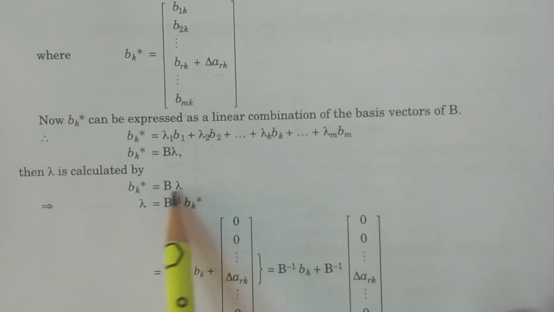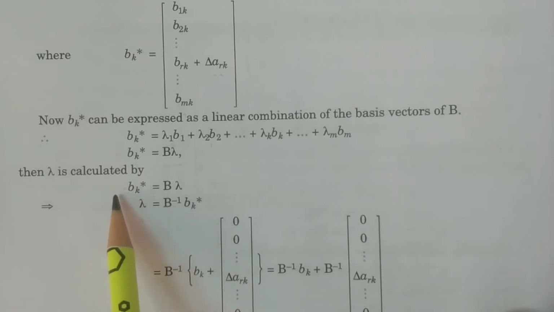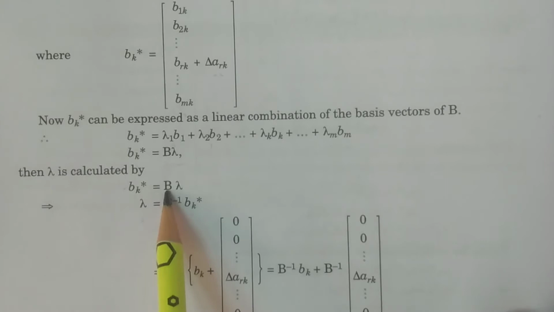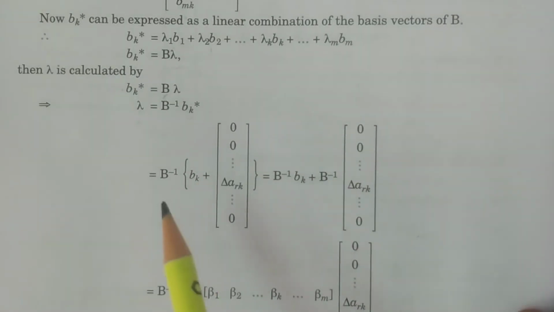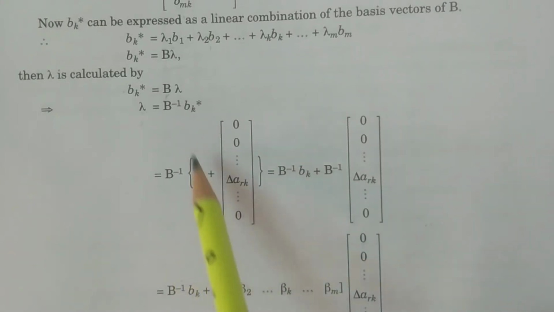So it's just a matrix multiplication. You multiply with B inverse: B inverse bk star is equal to B inverse B into lambda. B inverse B is equal to I, the identity matrix, multiplied by lambda. So therefore lambda is equal to B inverse bk star, with small bk. So B inverse is multiplied by what is bk star?